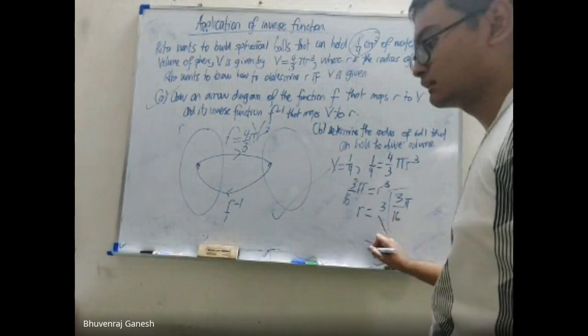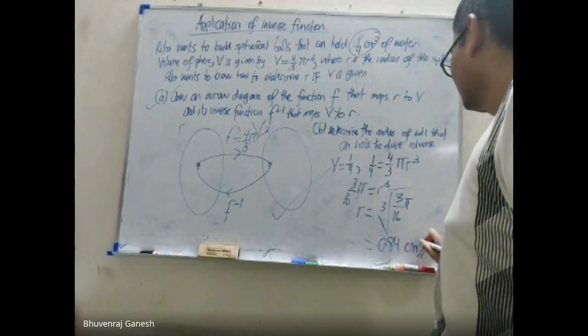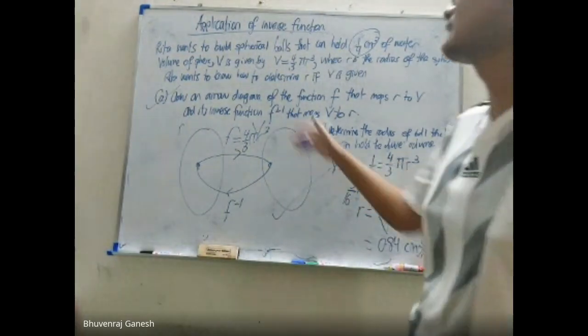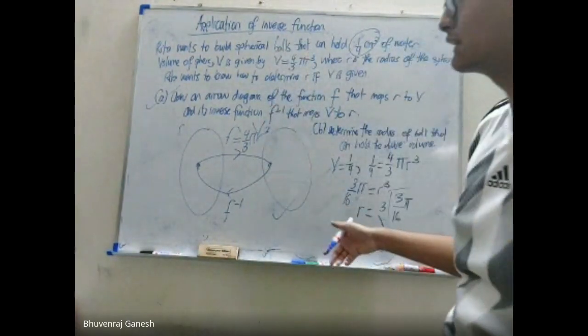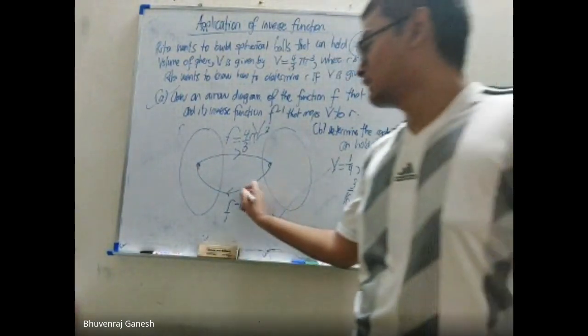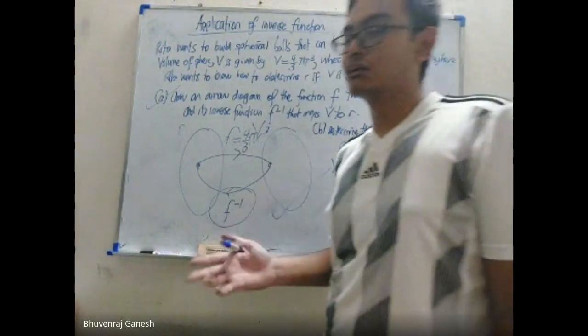And when you press your calculator, you will find r as 0.84 cm, done. So that's your answer for this question. Actually very simple only. They just make it sound complex through all this statement, but actually they're testing you on how you can identify your object and image and apply the inverse function here as well to get the radius from the volume.